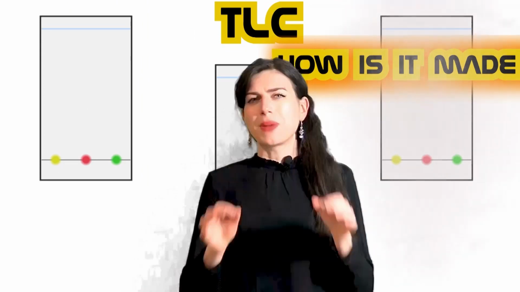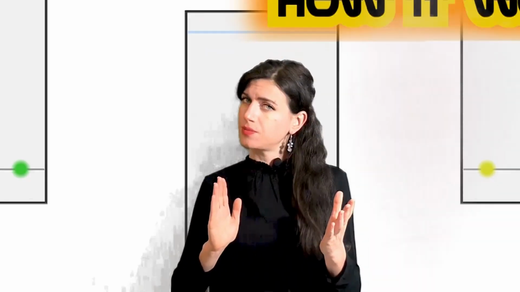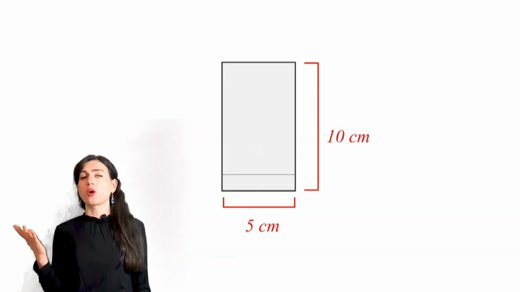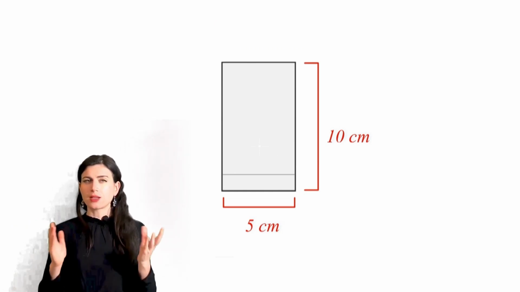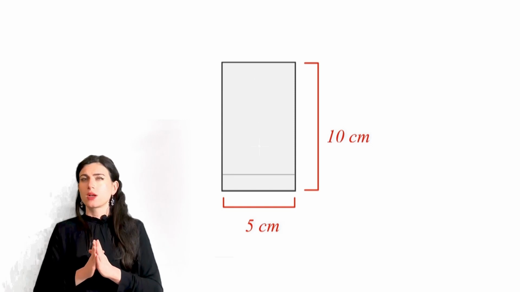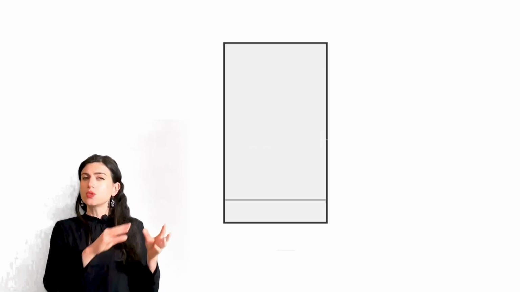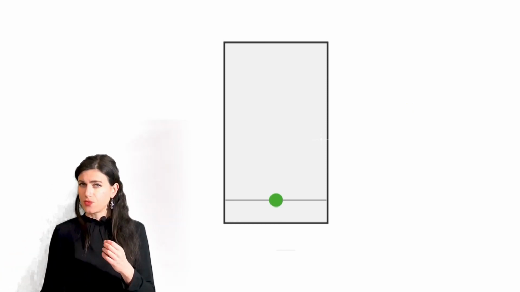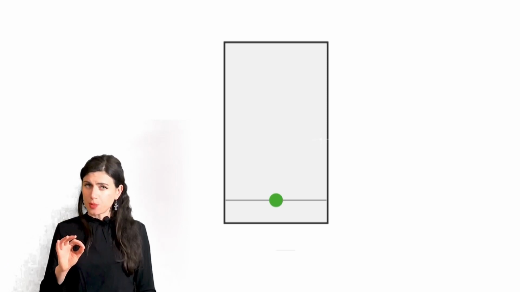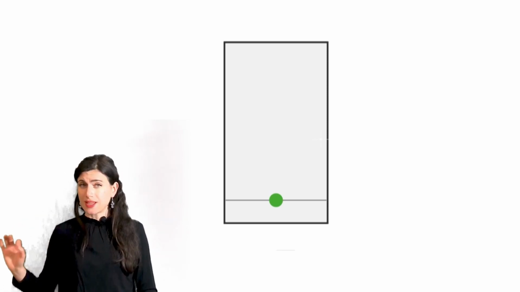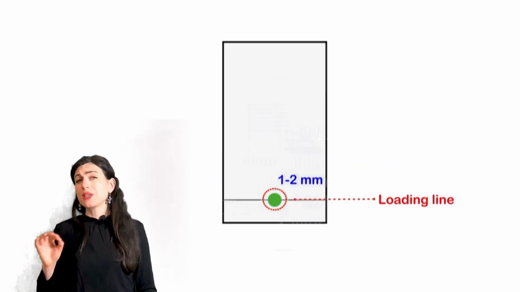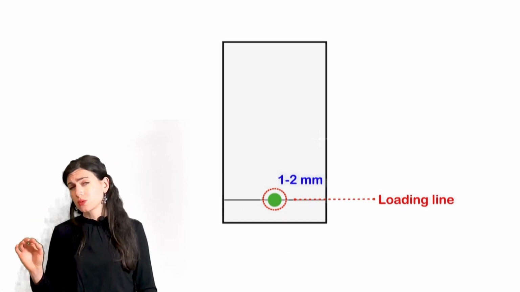Alright, now we have understood how TLCs are made, but let's dive into how they work. Imagine we have a classic 5 times 10 cm TLC. How does it work? We dissolve our sample in a suitable solvent, which should also be highly volatile, it's better, and then we spot a small portion of this solution onto our TLC plate. The solvent, if it's volatile, should evaporate quickly, so the sample has been spotted at the base of the TLC, in what's called the loading line, in a small circle with a diameter ranging from 1 to 2 mm.